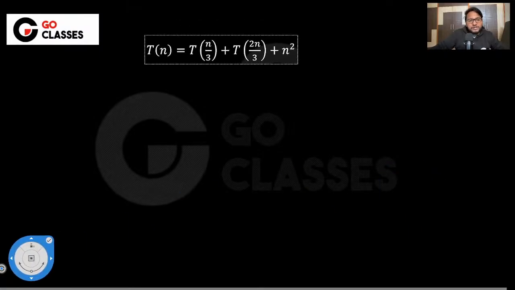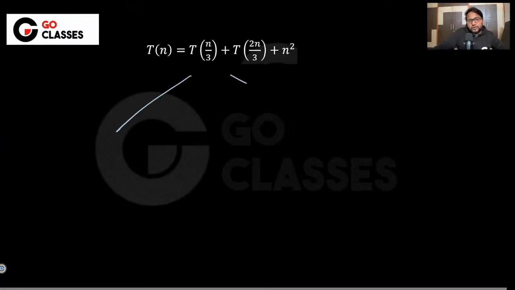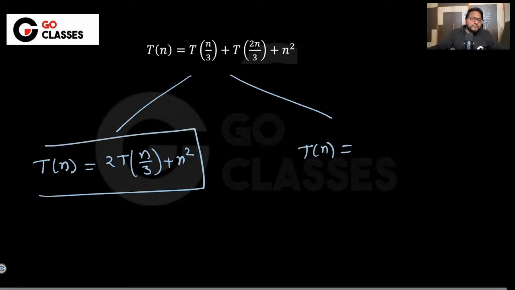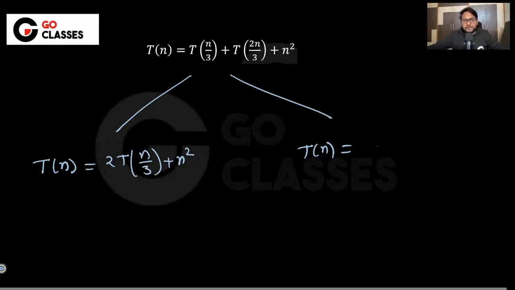Which means if you solve this relation, once you treat it like this, you can see this is nothing but the leftmost branch. This is almost same as the leftmost branch. And if you do something like this, then this will be 2T 2n by 3 plus n square. This is also almost same as the rightmost branch. Then you solve both of them, right?